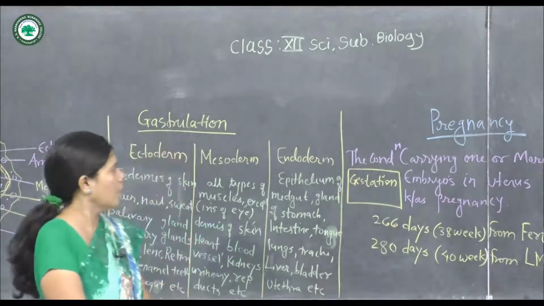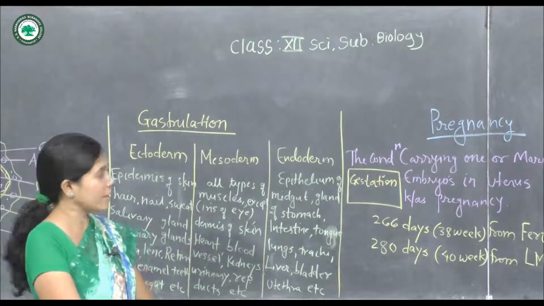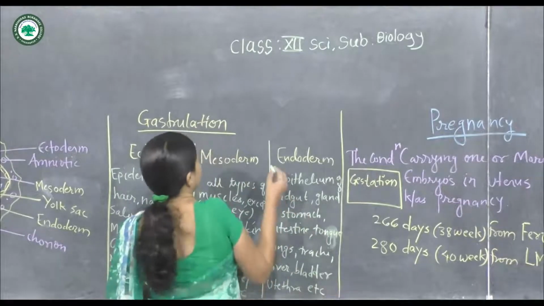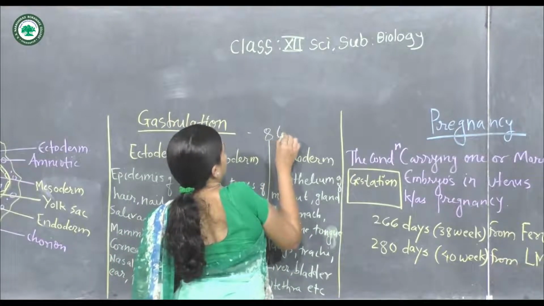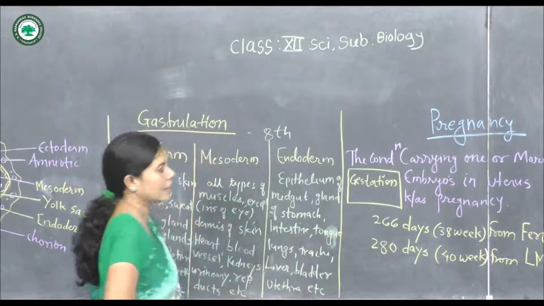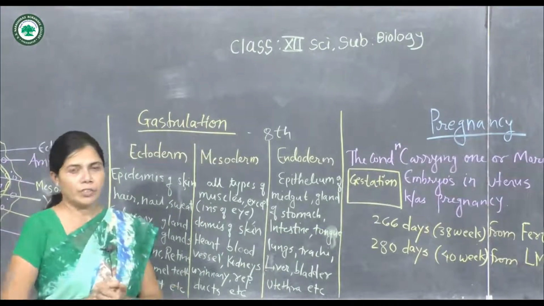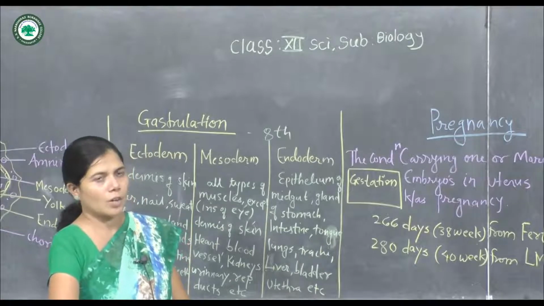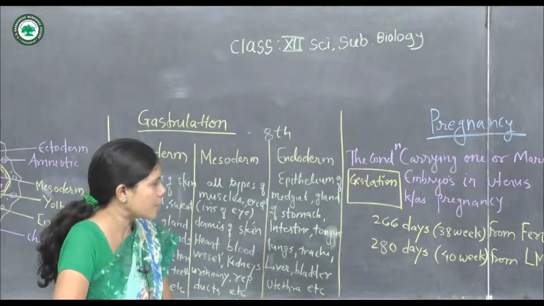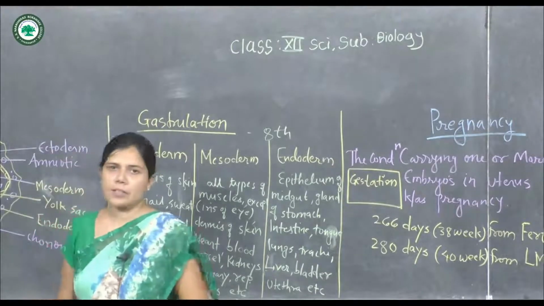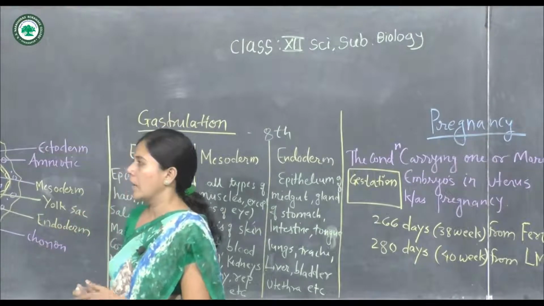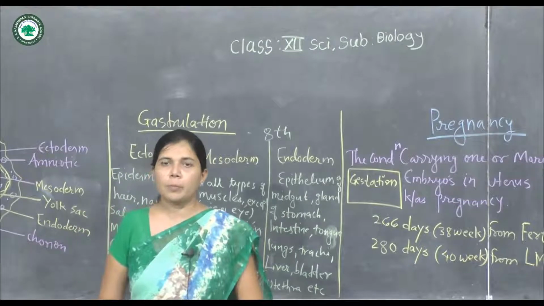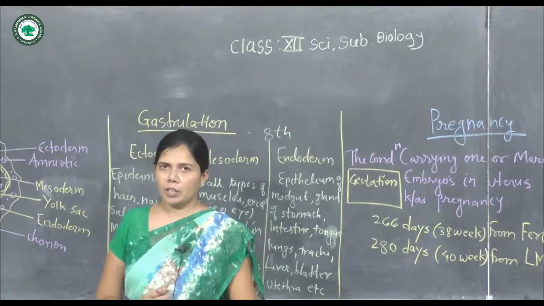The formation of the gastrula occurs at the 8th day after fertilization, in which cells of the blastocyst form the hypoblast, and the hypoblast is known as the primitive endoderm.